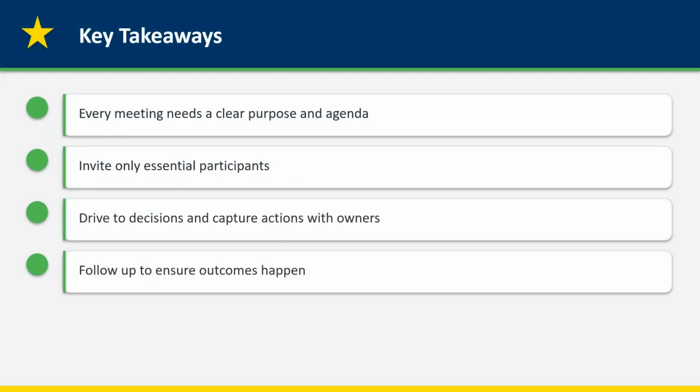Let's summarize. Every meeting needs a clear purpose and a specific agenda. If you can't articulate why you're meeting, don't meet. Invite only essential participants and make attendance optional when appropriate. Drive discussions toward decisions and capture actions with specific owners and deadlines. Follow up after the meeting to ensure outcomes actually happen. Meetings can be valuable or wasteful. The difference is how you run them.